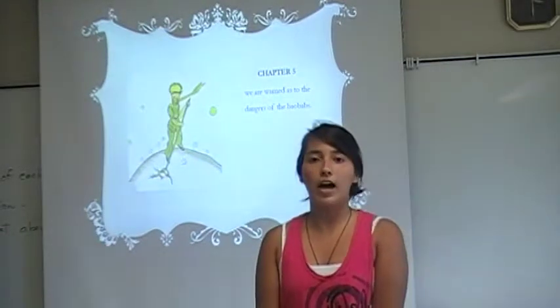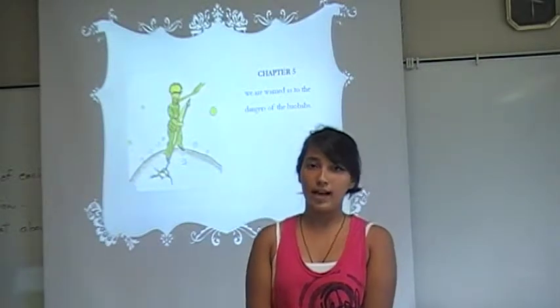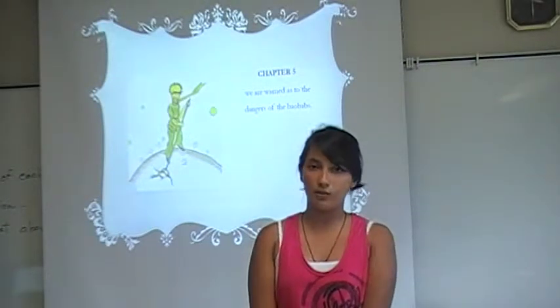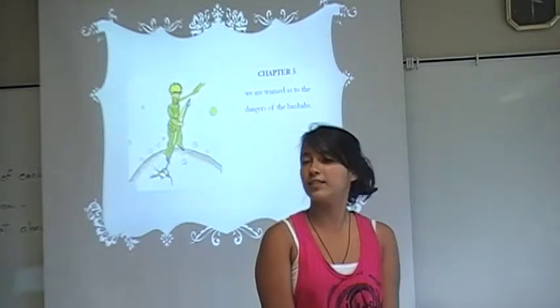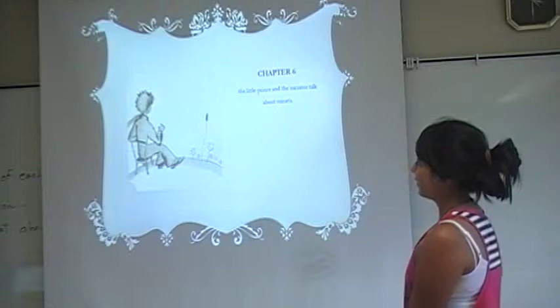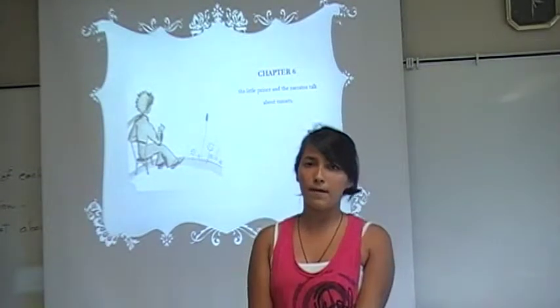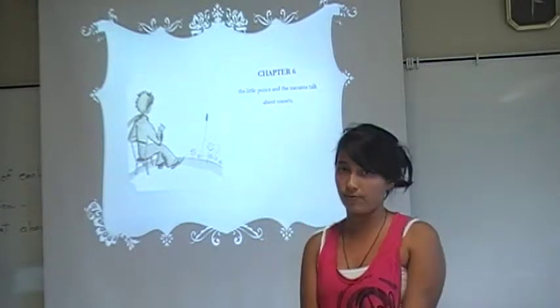It talks about the nature of the baobabs, and then the Little Prince asks questions without stopping. Chapter 6. The Little Prince and the narrator talk about sunsets. In this chapter, the narrator understands the Little Prince's melancholy life.